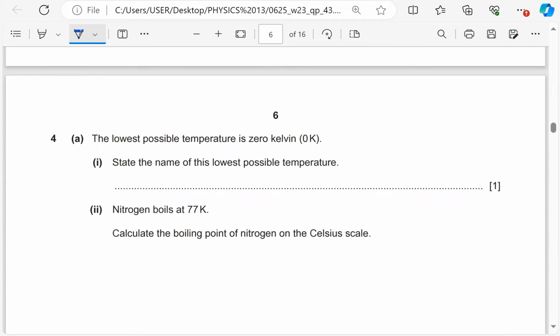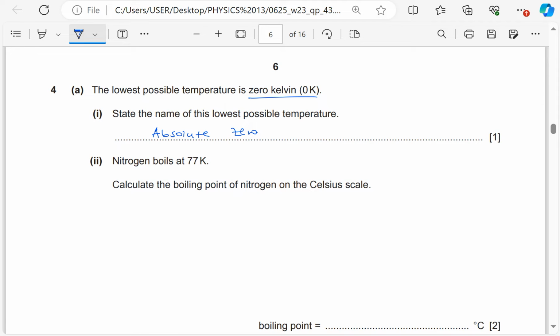The lowest possible temperature is 0 Kelvin. State the name of the lowest possible temperature. Of course, 0 Kelvin is called absolute zero. This is called absolute zero. That's the lowest possible temperature on the Kelvin scale.